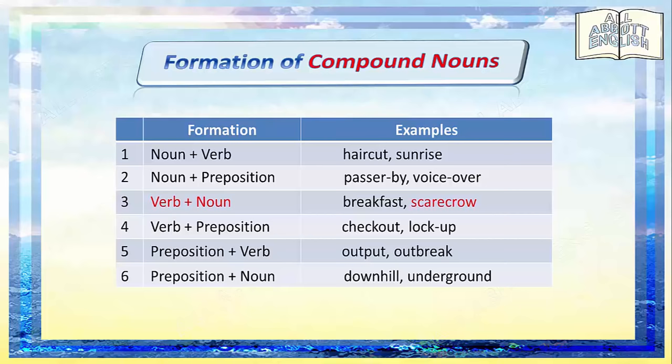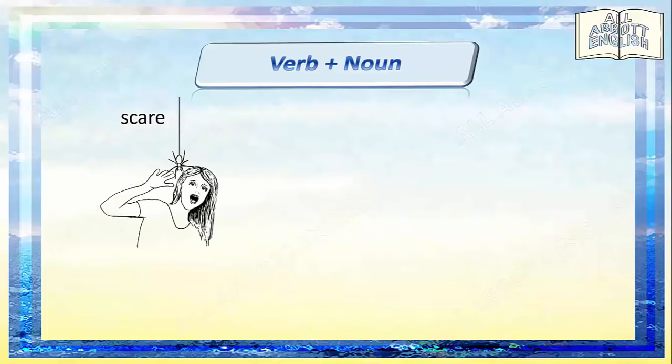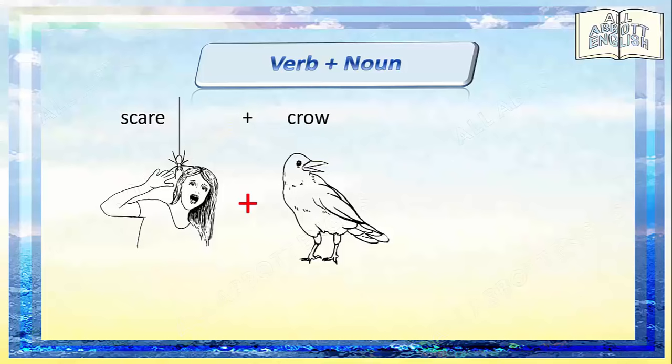Let's look at the compound noun, scarecrow. Scare is a verb. To scare means to frighten. In this illustration, the spider scares the lady. A crow is a black bird with glossy feathers, a heavy beak, and a harsh and loud voice.